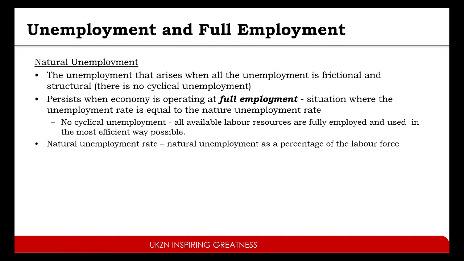Natural unemployment arises when unemployment is frictional and structural only. I saw in a past paper that instead of saying this, they say cyclical unemployment is zero, which means the same thing: there's only frictional and structural unemployment. Now, full employment is where the unemployment rate is equal to the natural unemployment rate. You just need to know that. There is no cyclical unemployment. All our labor resources are fully employed and used in the most efficient way possible.